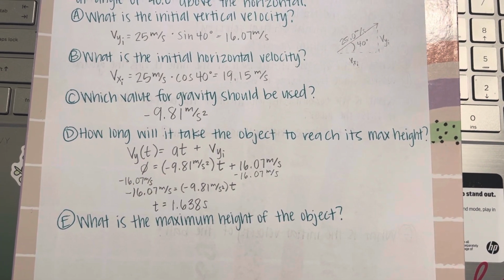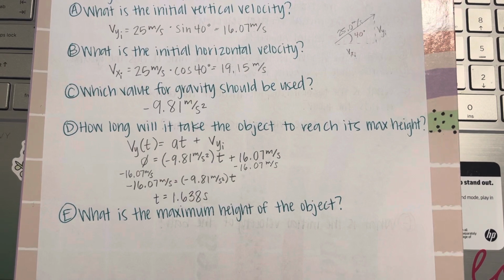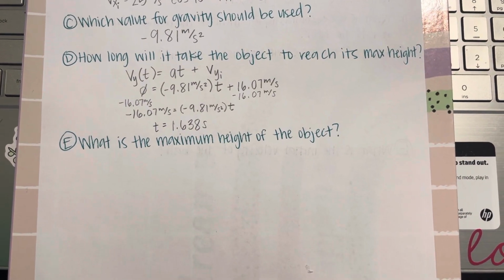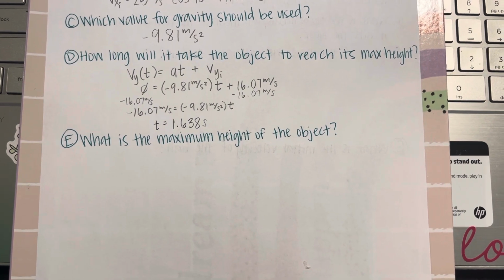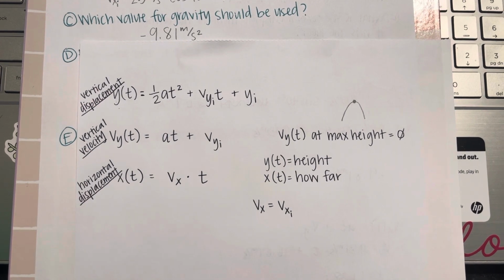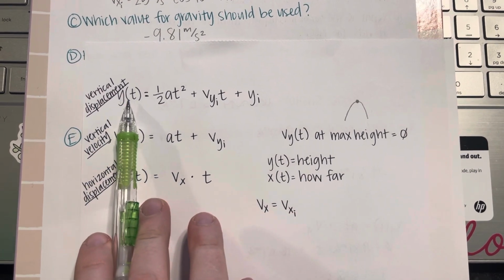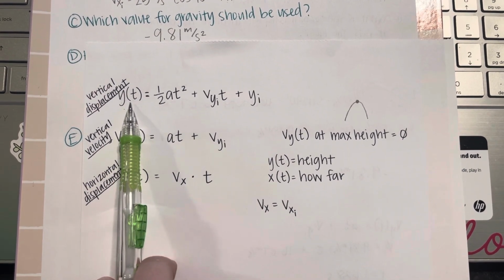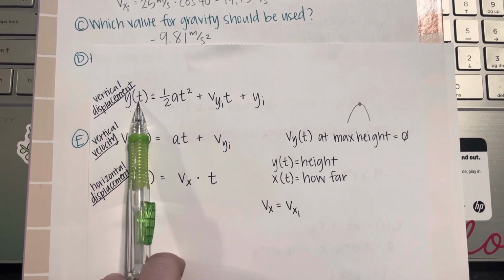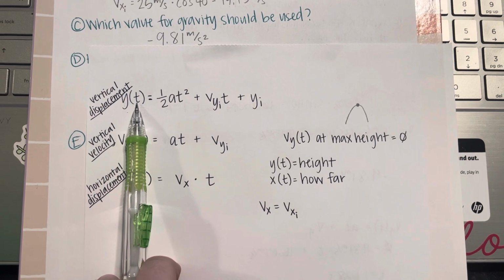I'm going to need to use that value of t to find what the maximum height of the object is, which is what I'm trying to figure out in part E. Okay, now we're going to go back to our formula sheet, and if I'm trying to find max height, I need to use this y of t formula. Okay, y is your y-axis position at some point in time, and I'm finding it at max height.